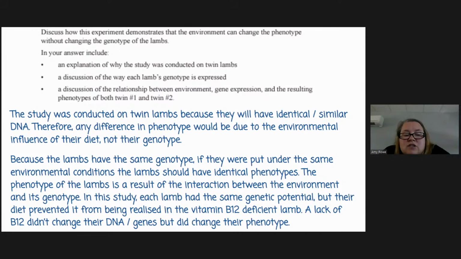The phenotype of the lambs is different, and it's a result of the interaction between the environment and their genotype. Each lamb had the same genetic potential, but their diet prevented it from being realised in the vitamin B12 deficient lamb. A lack of B12 didn't change the DNA or the genes, but it did change the phenotype of lamb A.